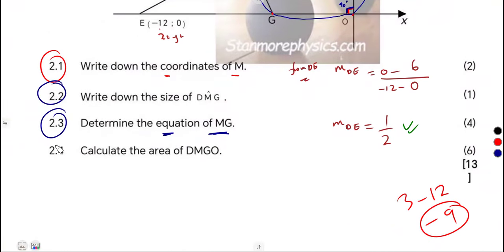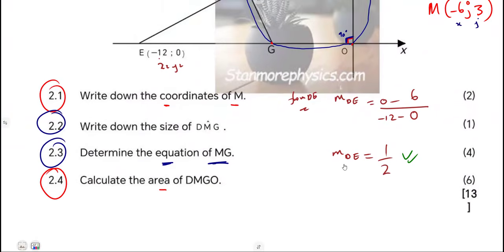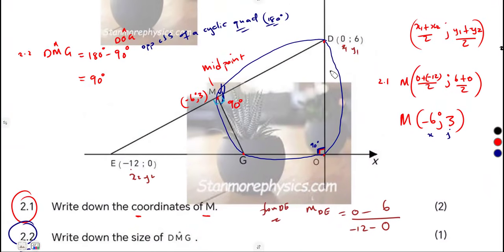Then another part was to calculate the area of, not a triangle, but this shape. Let's focus on that shape DMGO. D to M to G to O. Remember the cyclic chord concept, and you say this is 90 degrees. So we can actually determine the area D to O to this DM like this. This is the one that we want.